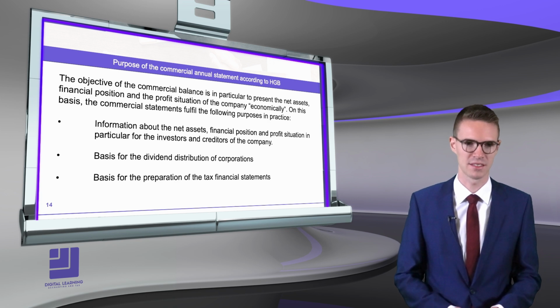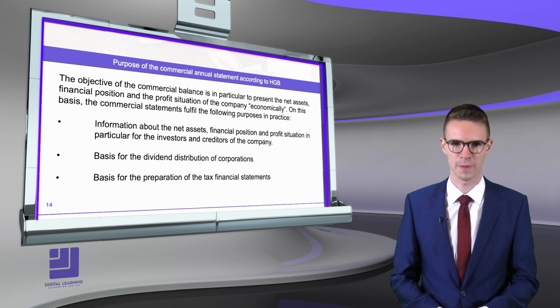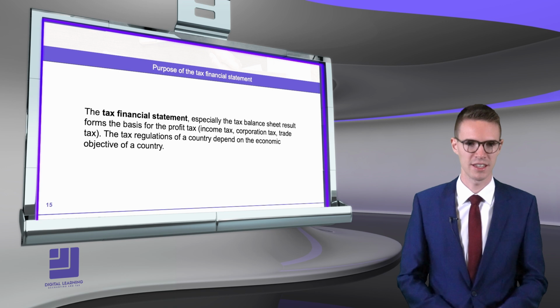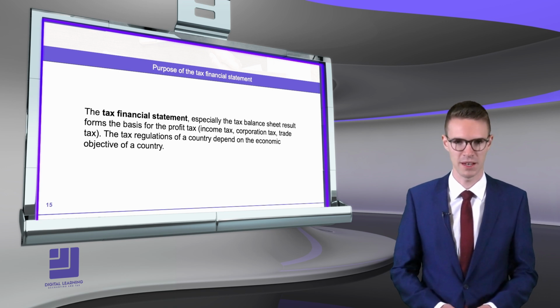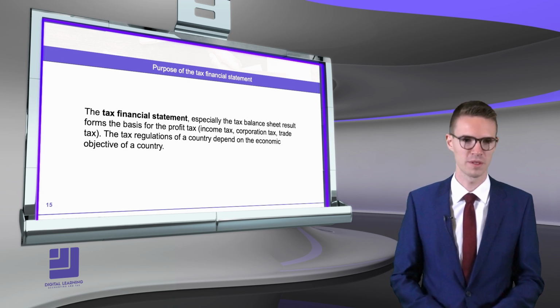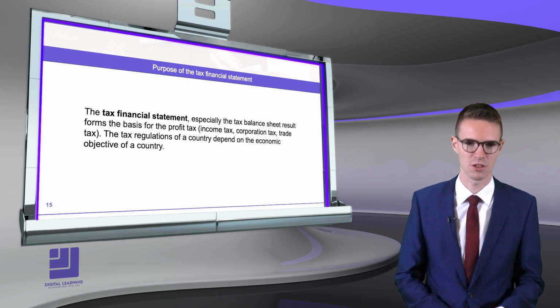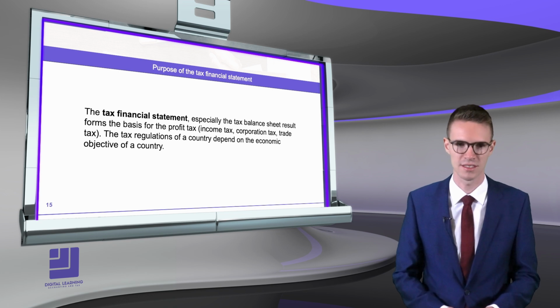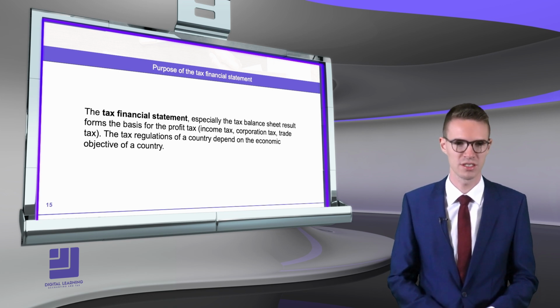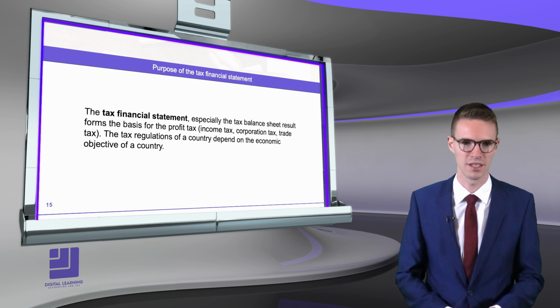Second, the basis for the dividend distribution of corporations. And third, the basis for the preparation of the tax financial statements. The tax financial statement, especially the tax balance sheet result, forms the basis for the profit tax: the income tax, corporation tax, and the trade tax. The tax regulations of a country depend on the economic objective of the country.